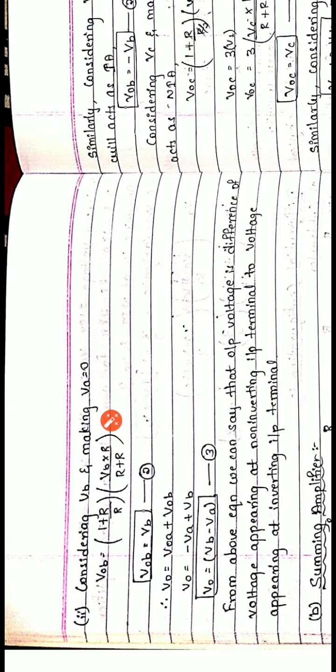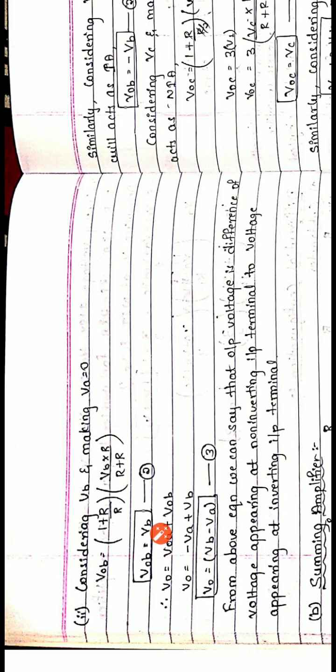So here this and this get cancelled. Because if I take the LCM here, this becomes R plus R by R. Here it is R divided by R plus R. So both will get cancelled. Only VB will be left. So that's why I can write VOB equals VB.